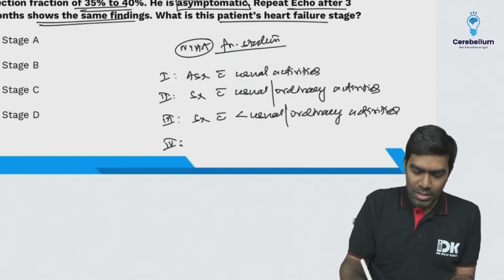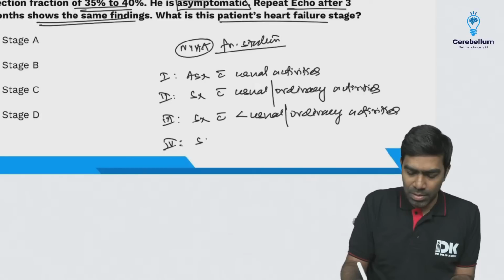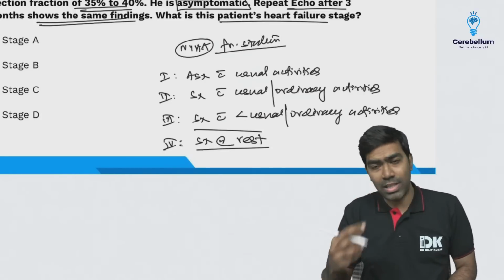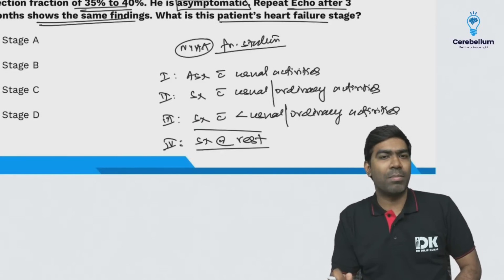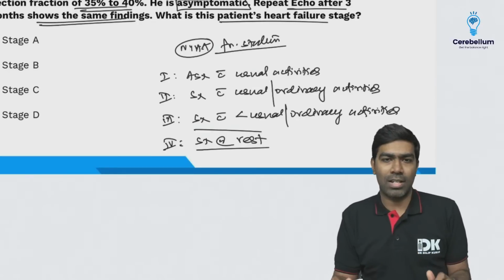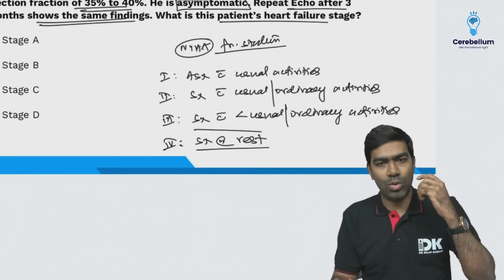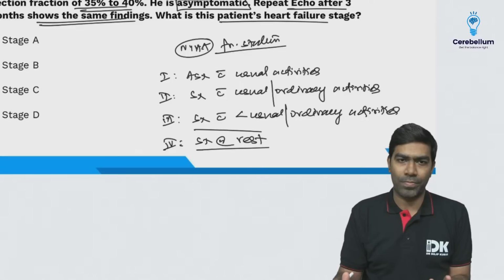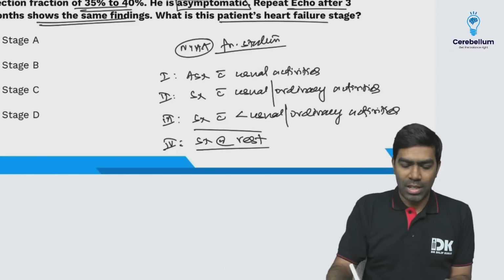NYHA class 4 means the patient is symptomatic at rest itself, which means they cannot do anything without dyspnea. They will be completely bedridden. In the sense, if they start walking also, they'll get dyspnea. That is NYHA class 4: symptomatic at rest, or they cannot do anything without dyspnea. That is class 4.